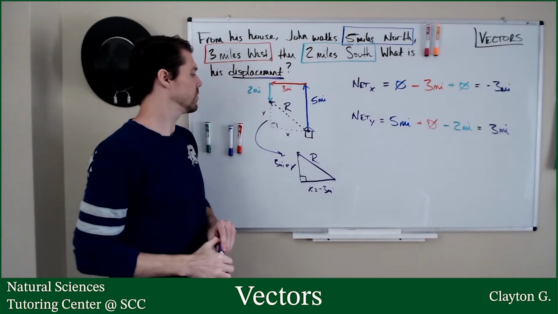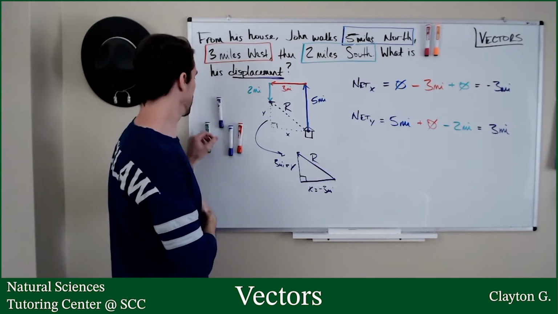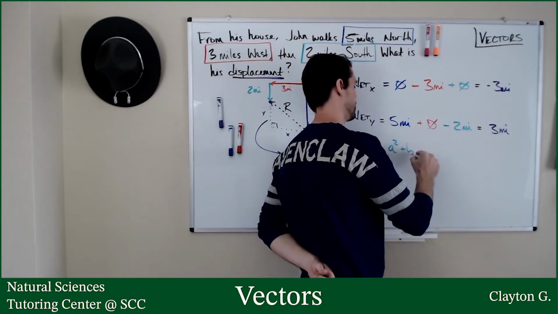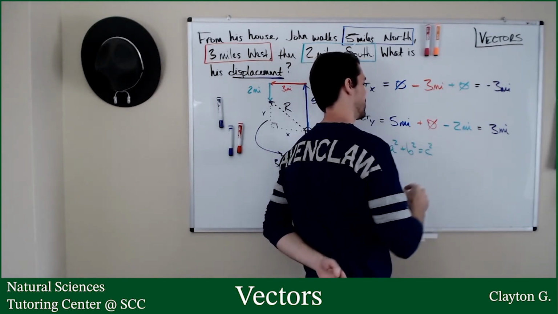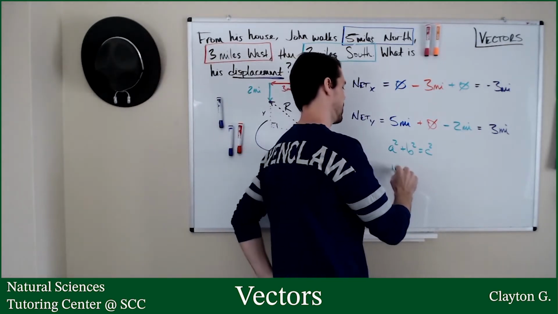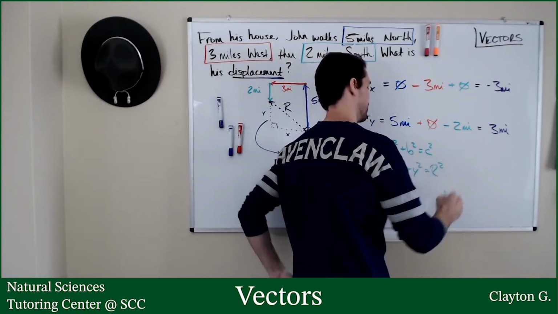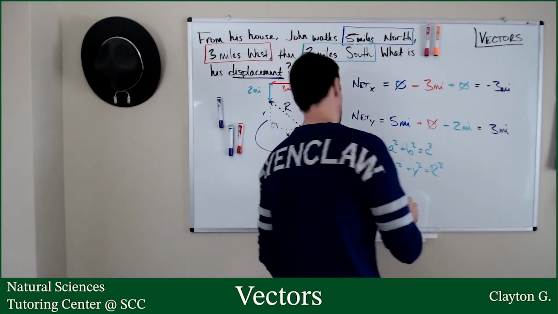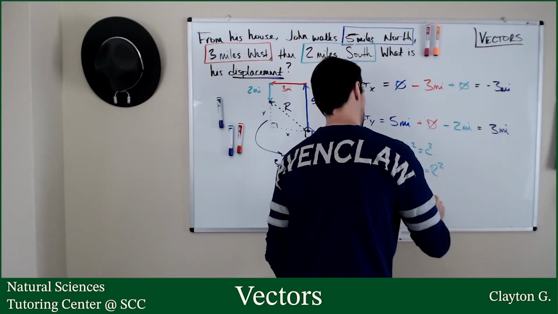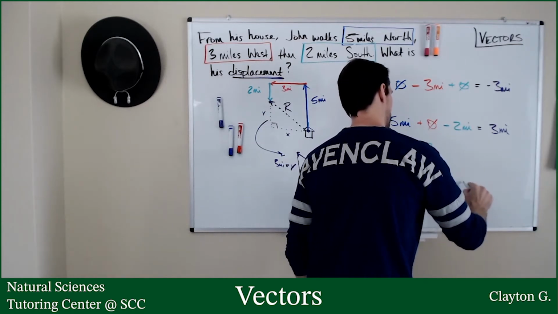And so we need to use the Pythagorean theorem to solve for this. All right, so as you may remember, that looks like this. A squared plus b squared equals c squared. We didn't use those terms though. We used x, y, and r. So let's go ahead and adjust that. X squared plus y squared equals r squared. All right, so let's go ahead and plug those values in. I got negative 3 miles squared plus 3 miles squared equals r squared.